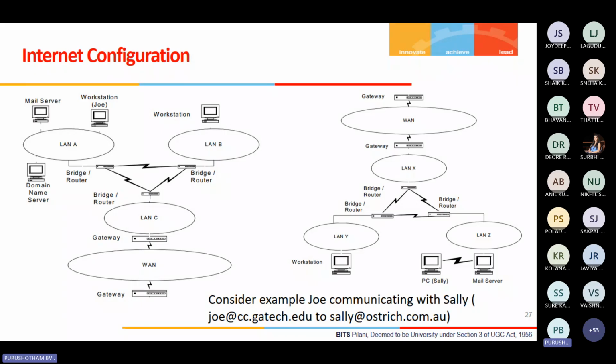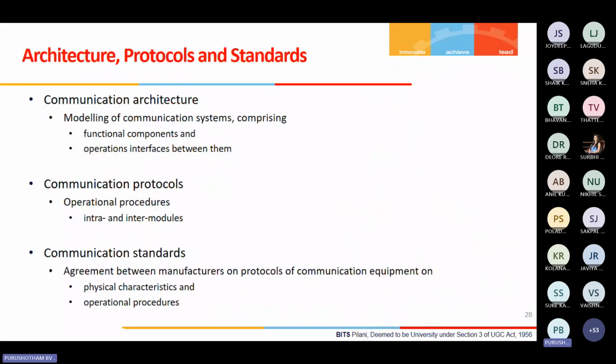How does it work? Whenever we talk about this, a lot of architecture, protocols and standards come into the picture. Otherwise, every country, every region will have their own thing, which will lead to a lot of confusion. So for this purpose, there is the modeling of a communication system, comprising the functional components and the operational interfaces between them. These communication protocols, operational procedures, infrastructure and other intermodule aspects are considered a part of this.